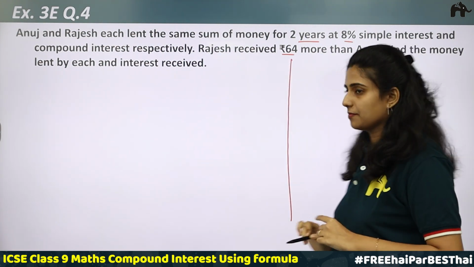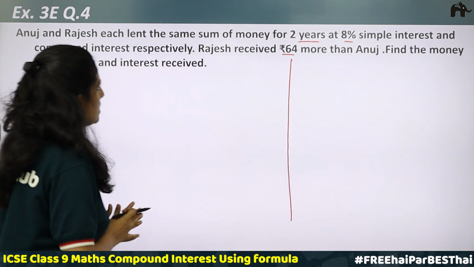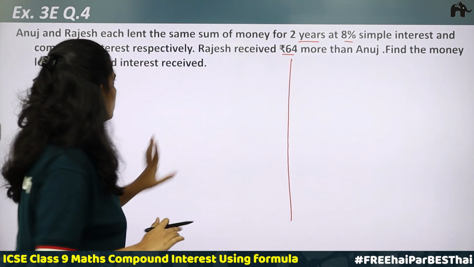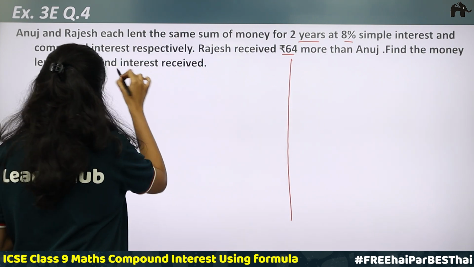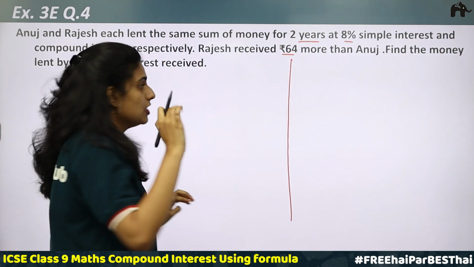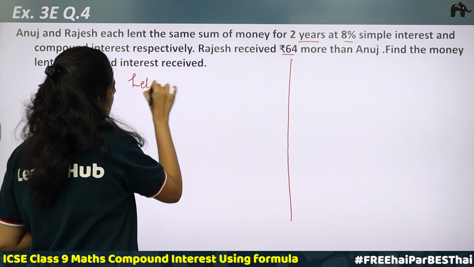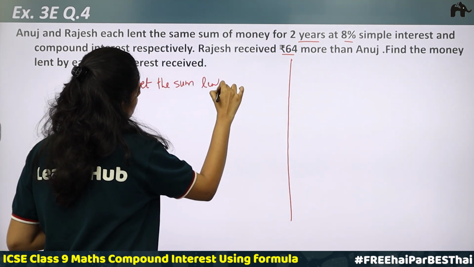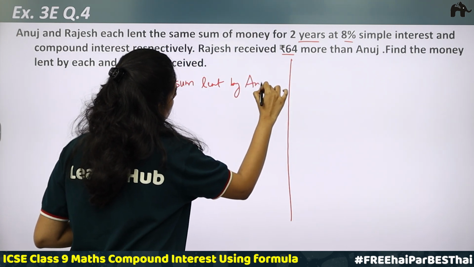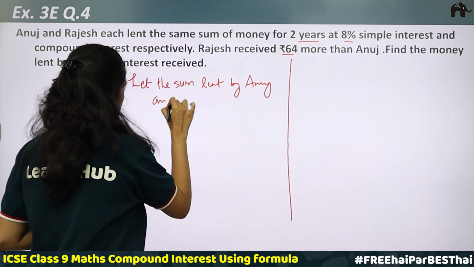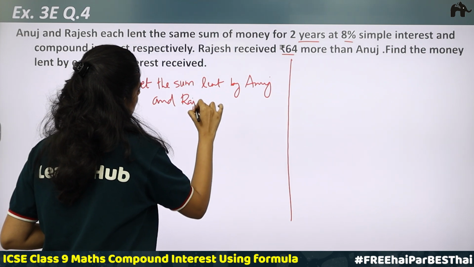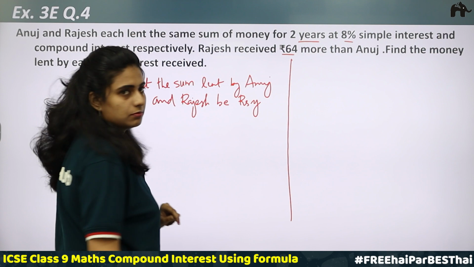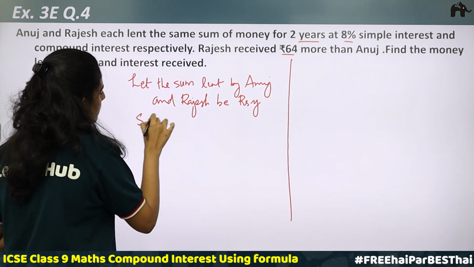So here what is given? The rate of interest is given. 2 years is given. The difference is given. So first, in case of Anuj and Rajesh, we don't know what the initial sum is. Let the sum lent by Anuj and Rajesh be rupees Y. So first we'll find the simple interest.